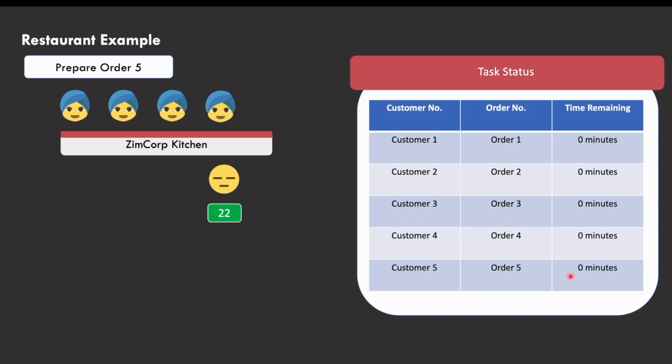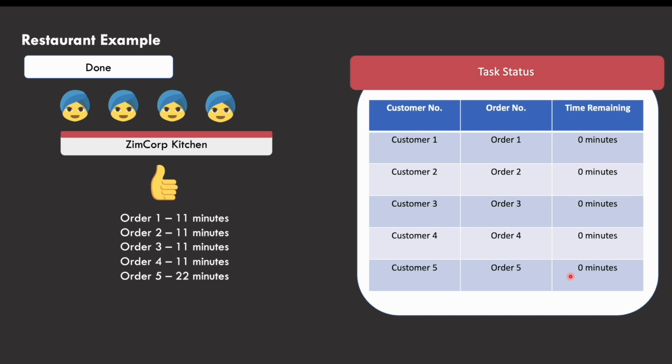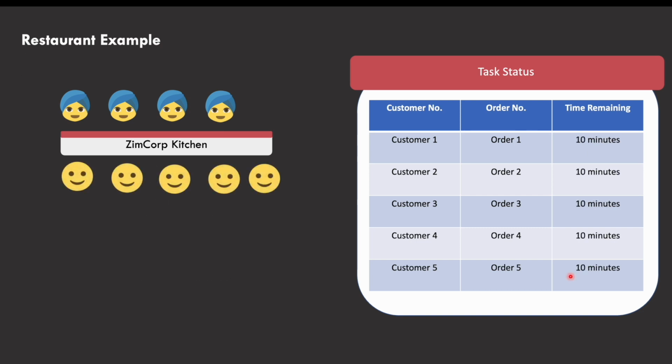Not highly dissatisfied, the customer is dissatisfied, right? And then customer 5's order is done and customer 5 leaves. This is okay in a sense that 4 customers were satisfied and 1 customer was dissatisfied, right? So orders 1 to 4 took 11 minutes and order 5 took 22 minutes. It's not that bad, but we could do better. So let's look at a different way of execution.